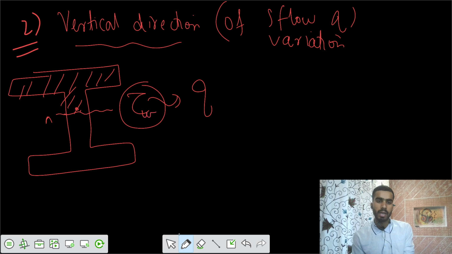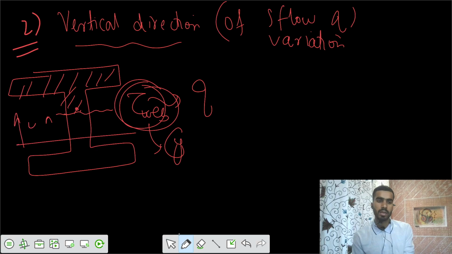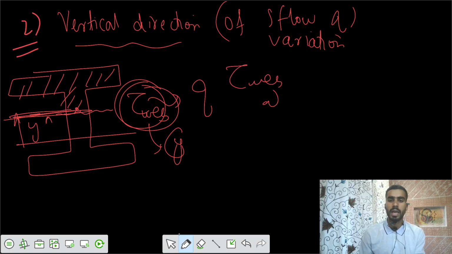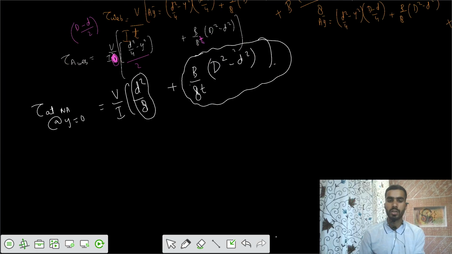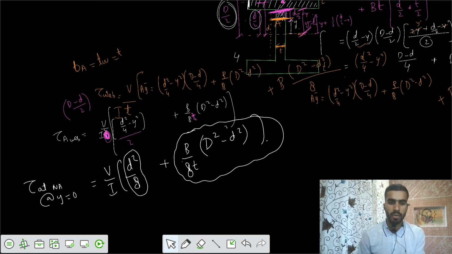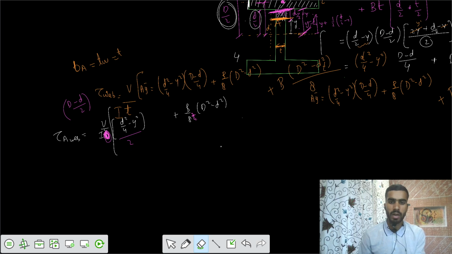We already calculated the shear stress in the web at a particular location y from the neutral axis. If you multiply that by the thickness of the web, you get the shear flow equation in the web. So you already have that equation of the shear stress. This is the equation we already have.